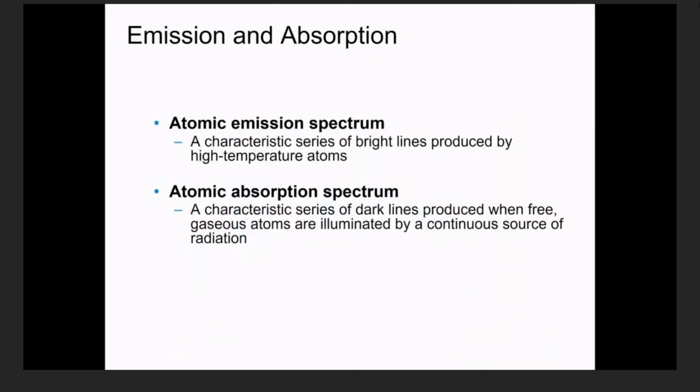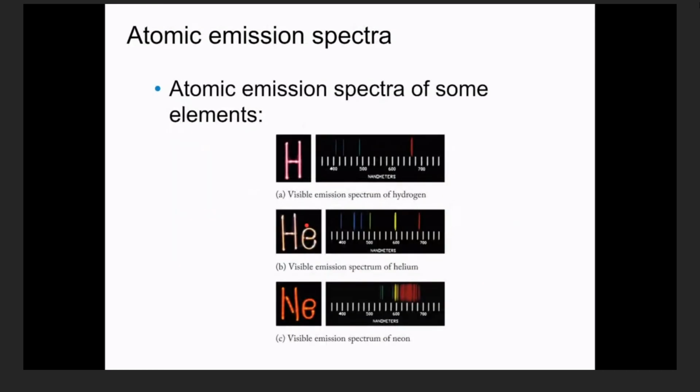So the one we just looked at was an emission spectrum. An atomic emission spectrum is a characteristic series of bright lines produced by high temperature atoms, like that high energy hydrogen gas we were talking about. Then you can also have absorption, which is just the exact opposite of emission: a characteristic series of dark lines produced when free gaseous atoms are illuminated by a continuous source of radiation. So if it's not emitting it, it'll absorb, kind of the exact inverse.